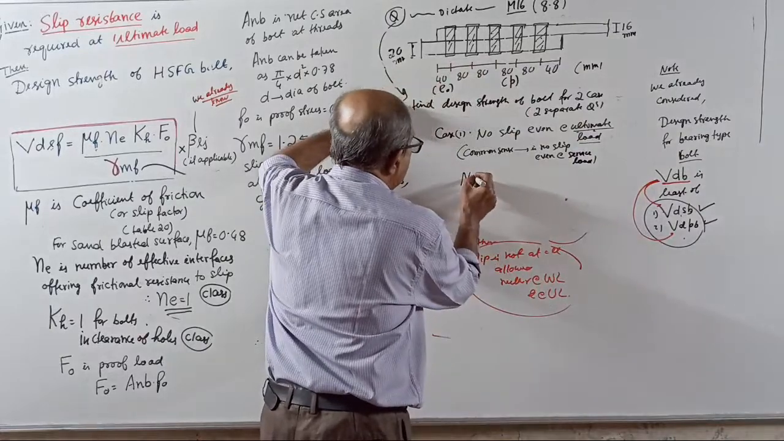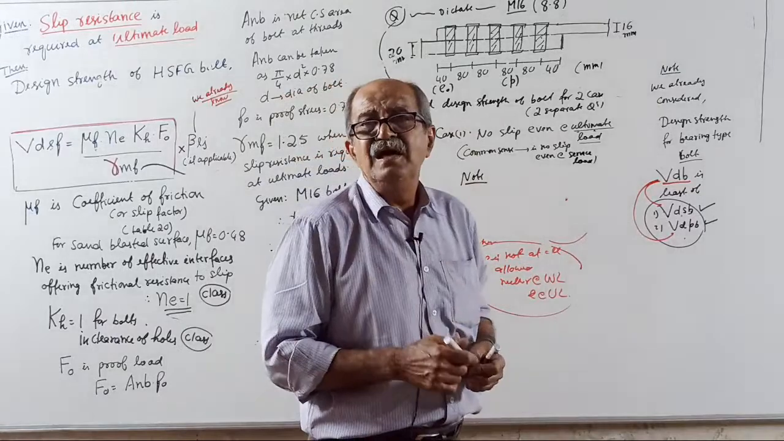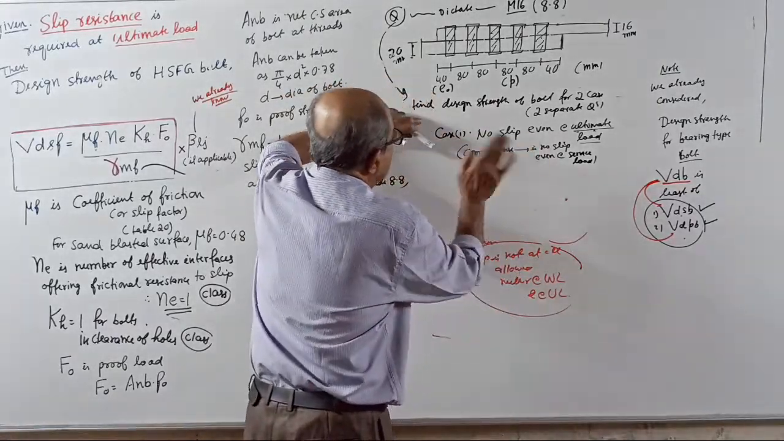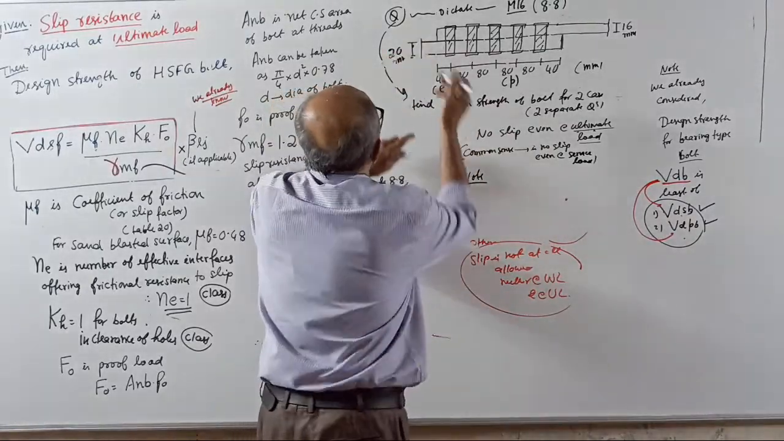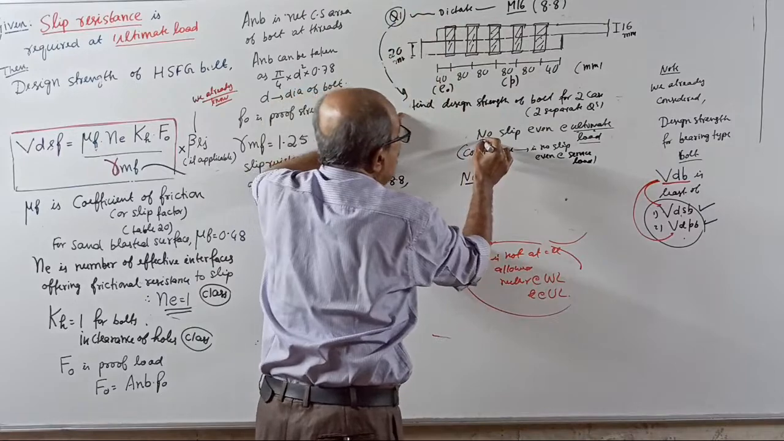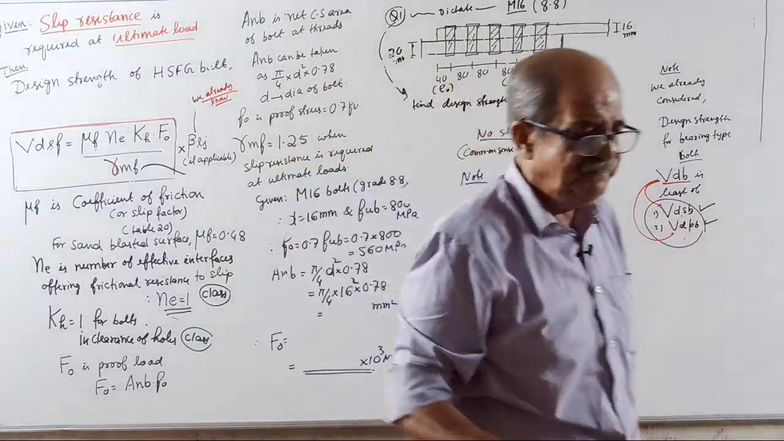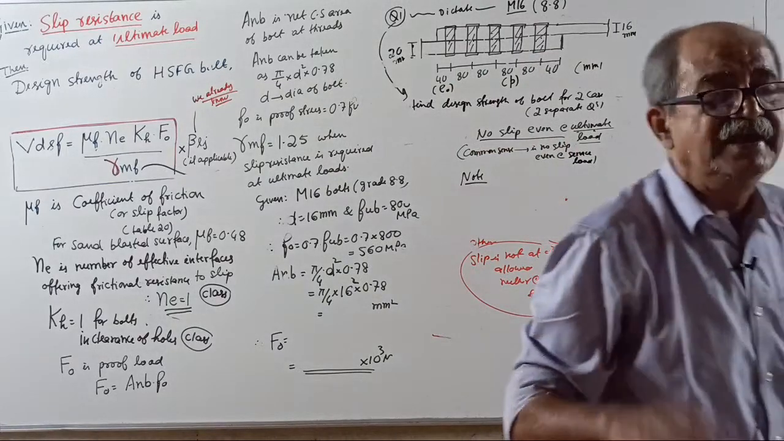Write a note here. Case 1. Case 2 I will give later. All do one thing: copy the question. Don't write case 1, case 2. You write the question only. Question 1: no slip even at ultimate load. Fully clear? No slip even at ultimate load. You write first. Okay, start.